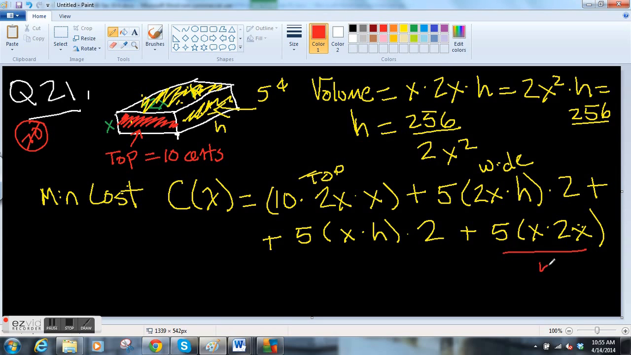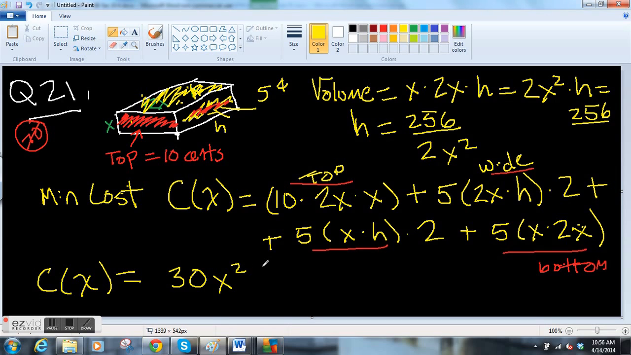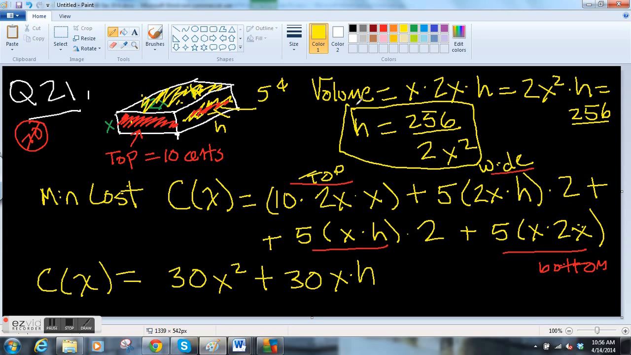So again, here, that's the bottom of the box. This is the top of the box, and this is the wide side. There's 2 of those, and this is the skinny side right there. And there's 2 of those. So when you work all this through and you simplify it, here's what you get. Your cost function is equal to 30x squared plus 30x times h. And you remember that h is equal to 256 divided by x squared.